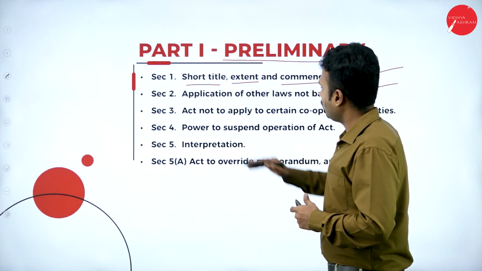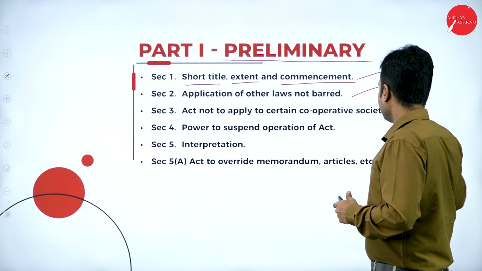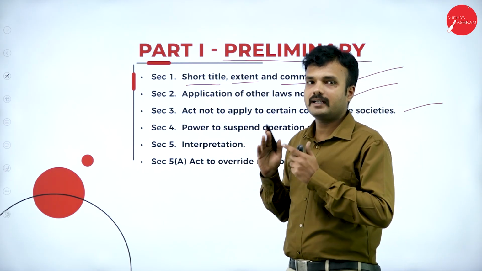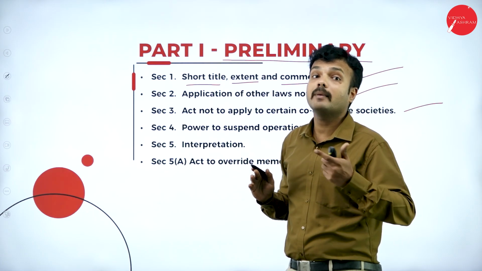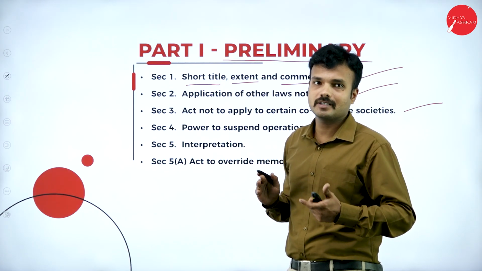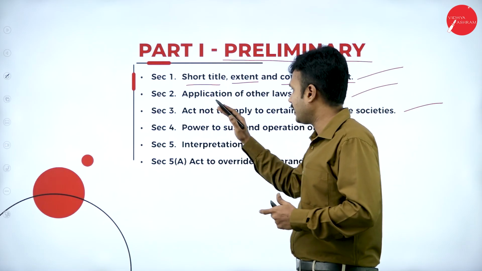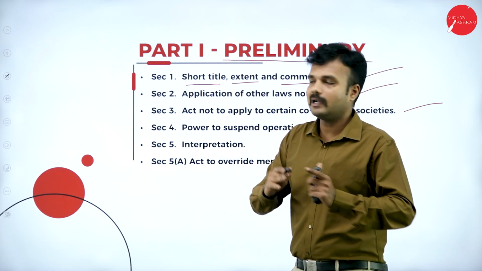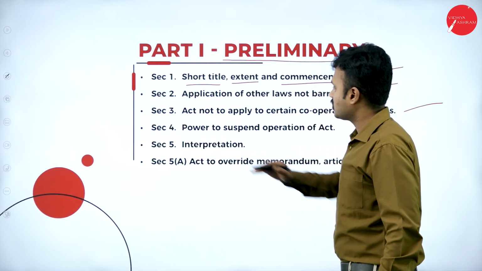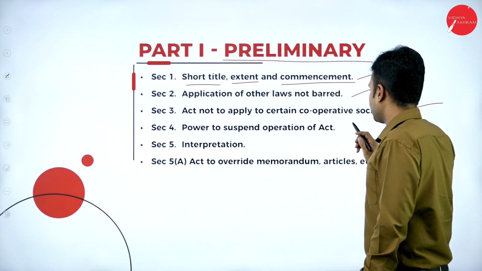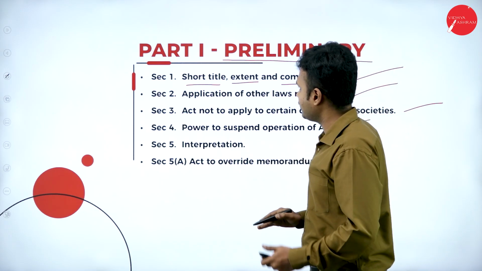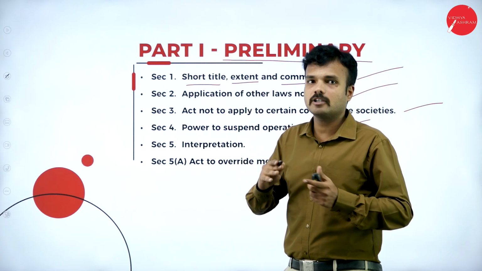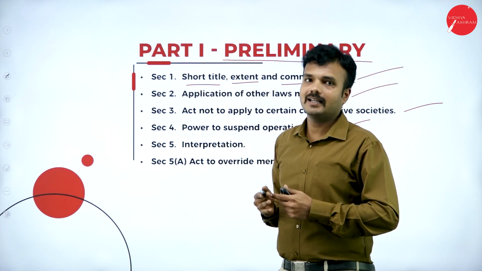Section 3, act not to apply to certain cooperative societies. This Banking Regulation Act must be followed only by a banking company. It is not applicable to other commercial or financial institutions or non-banking companies. It is applicable only to a banking company. Section 4, power to suspend operations of the act. So here under the Banking Regulation Act, there is a power for the suspension of an order that is given by the central government.